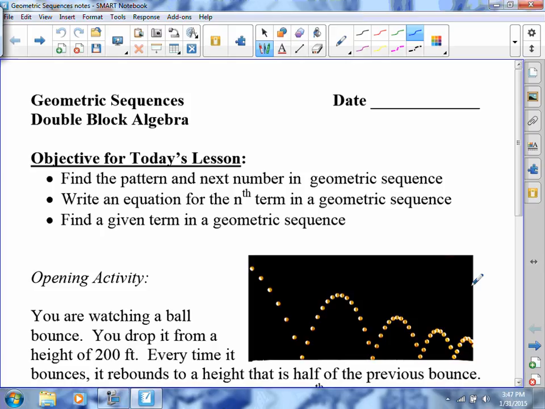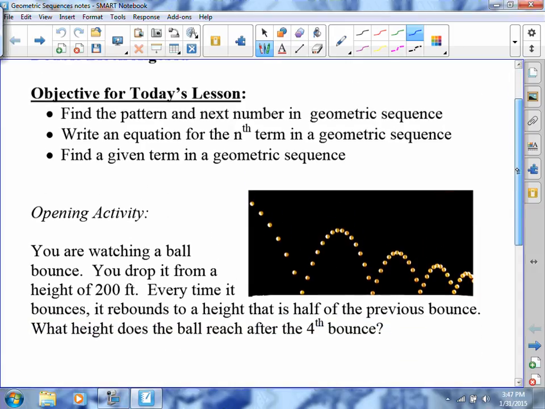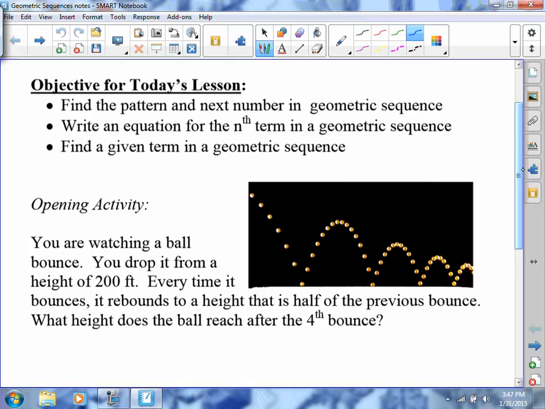These are the notes for a section that's not in your book, and it's entitled Geometric Sequences. What we're going to do today is find a pattern and the next number in a geometric sequence. We're going to write the equation for the geometric sequence, and then when we're given a term, we'll find a given term for a geometric sequence.